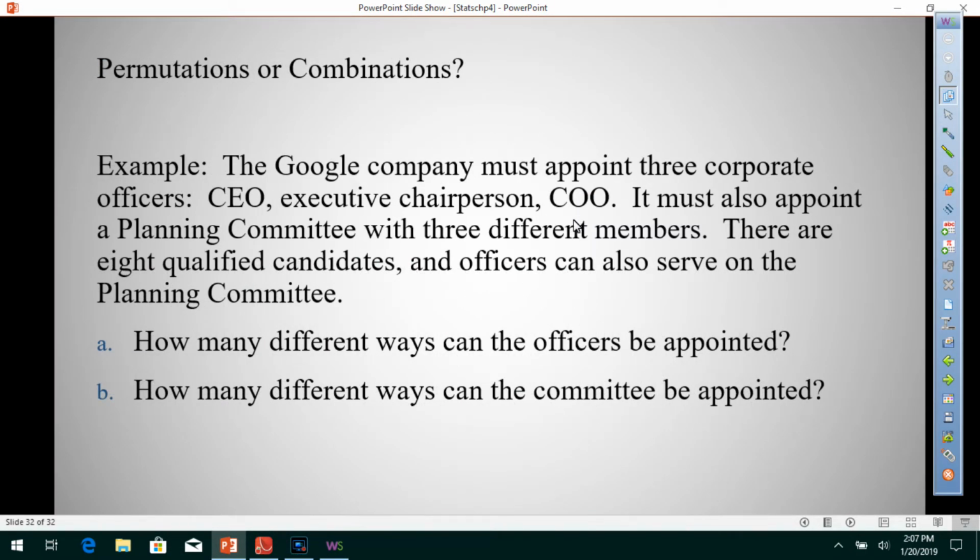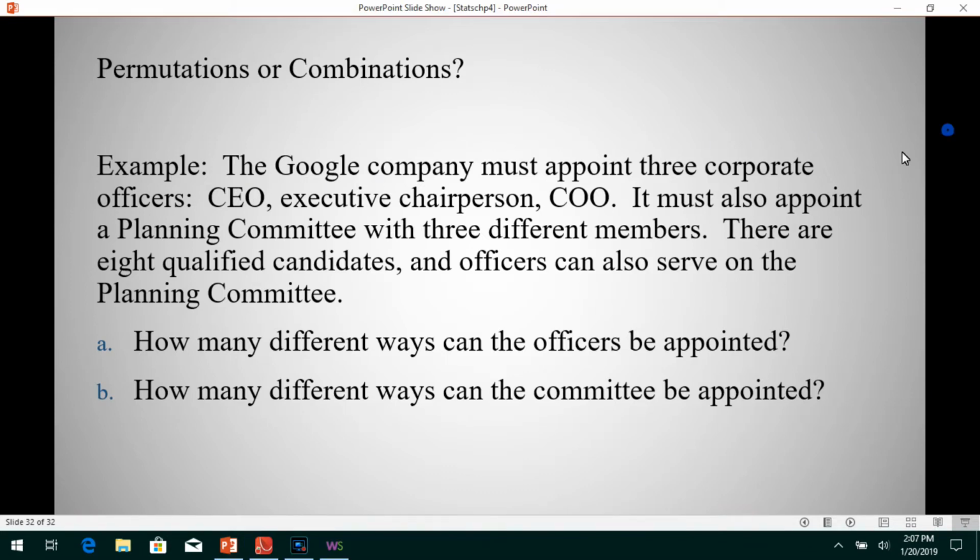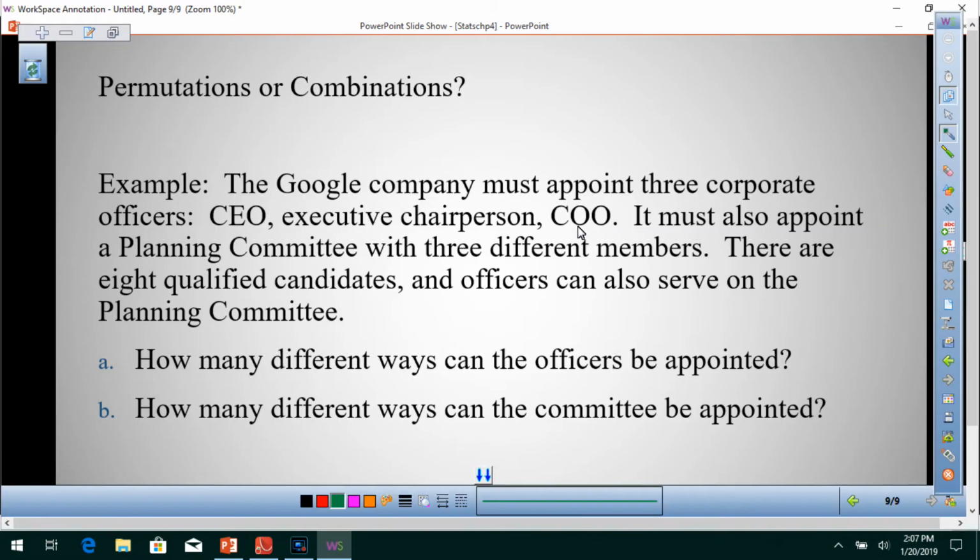Permutations or combinations. How do you know when to use which one? Example. The Google company must appoint 3 corporate officers, a chief executive officer, an executive chairperson, and a chief operating officer. It must also appoint a planning committee with 3 different members. There are 8 qualified candidates, and officers can also serve on the planning committee.